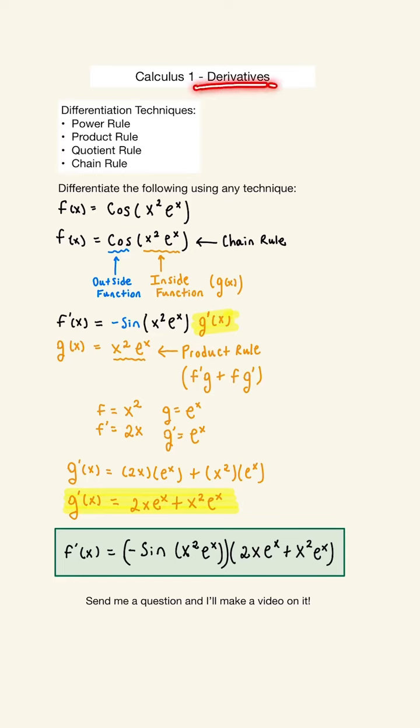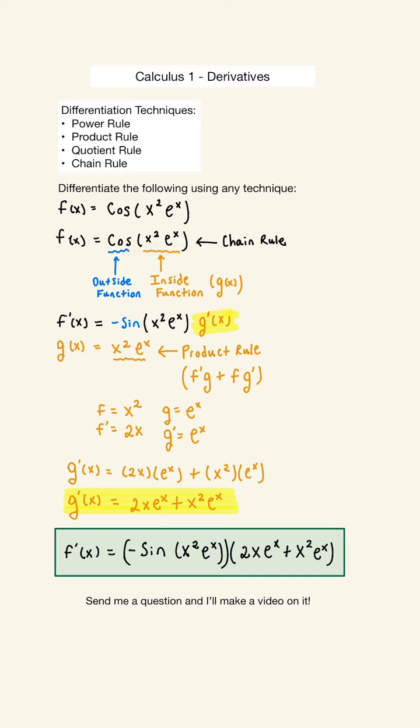Here we have another derivatives example problem, and the goal for this example problem will be to take the derivative without knowing which technique to use. So here we have our example, f of x is equal to cosine of x squared multiplied by e to the x. So the first step when evaluating this example problem is we can see that we have an outside function as well as an inside function.